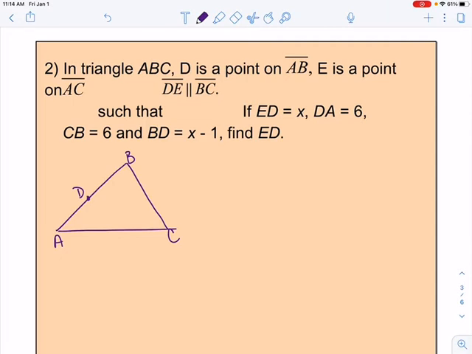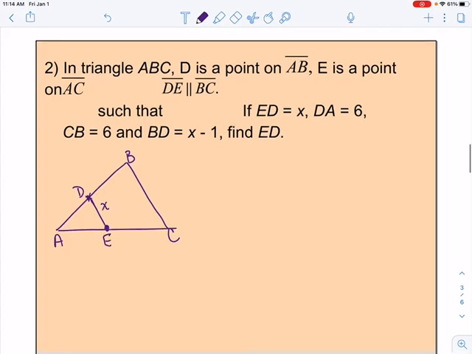So I'm going to start at that point D and draw a line that's parallel, just so my picture's a little bit better, and that means that's going to be E. They then tell me that ED is x, and DA is 6, and CB is 6 as well, and BD is x minus 1, and we want to find ED.